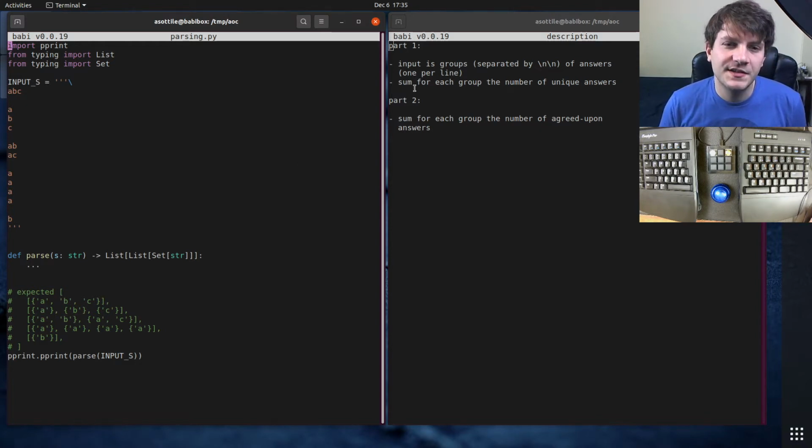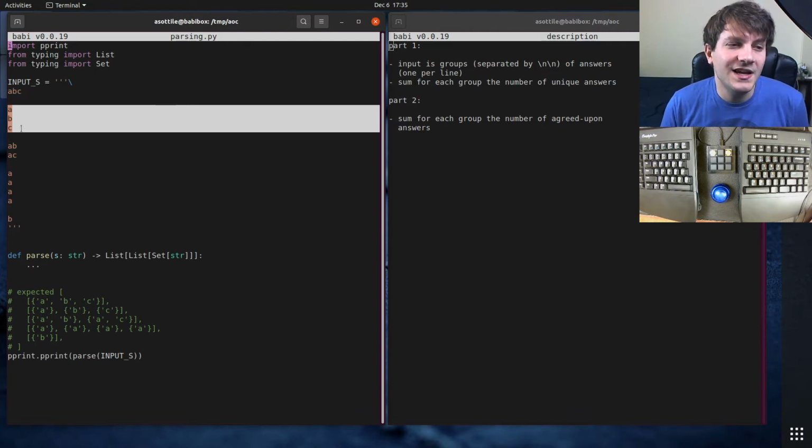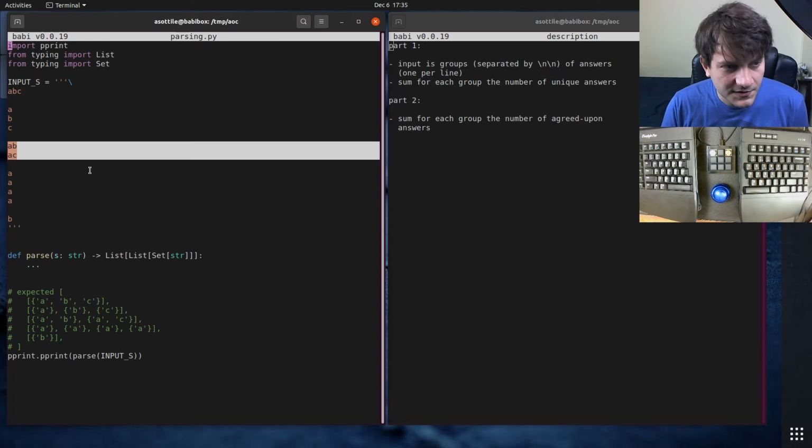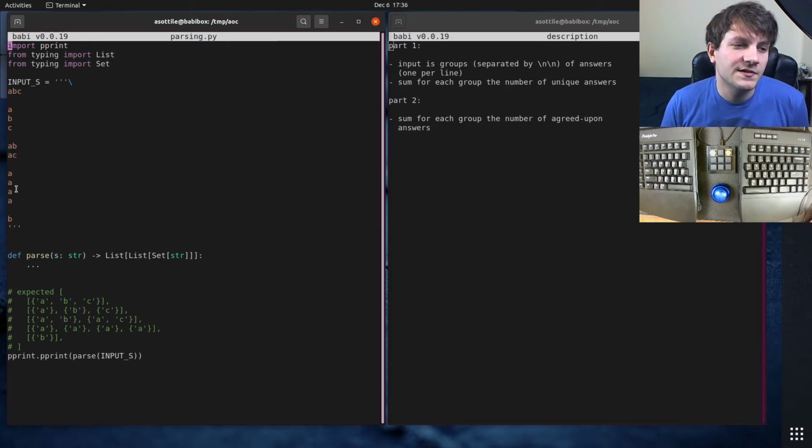For part 1, we want to sum, for each group, the number of unique answers. Here there was only one user, but they had 3 unique answers, so this is 3. Here 3 different users answered A, B, and C, so this is still 3. Here they both answered A, so A only gets counted once, but B and C also get counted, so this is also 3. Here everyone answered A, so it's only 1, and here everyone answered B, so it's only 1. Add those together: 3 plus 3 plus 3 is 9, plus 1 is 10, plus 1 is 11. That's what we expect for part 1.